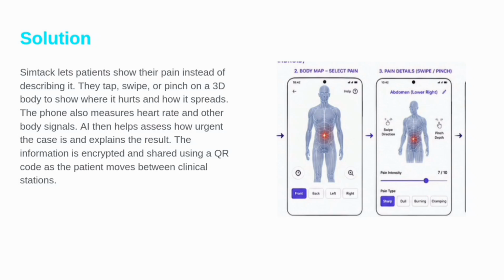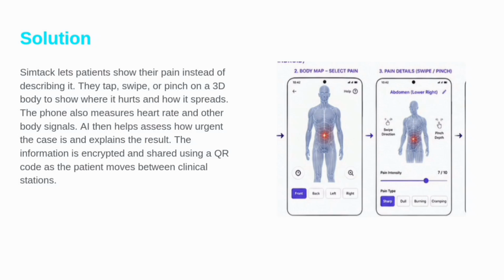At the same time, the device can collect body measurements such as the heart rate, and then the system brings these different pieces of information together to help the healthcare worker understand the patient's condition and how urgent it may be. So basically, Simtack changes the patient from someone who has to explain everything verbally into someone who can directly show what they are experiencing.